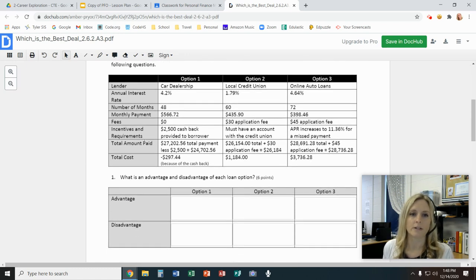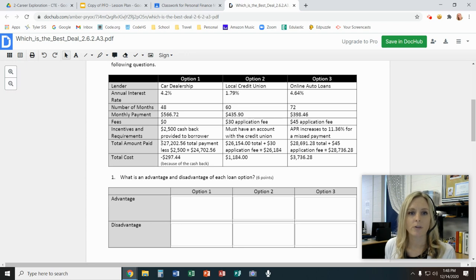So, just breaking this graph down, option one is a loan through the car dealership itself. They are offering a 4.2 percent interest rate at 48 months, so a 4-year loan. Monthly payment would be $566.72 each. There are no fees, and the incentive here is that he can get $2,500 cash back at the time that he gets this loan.